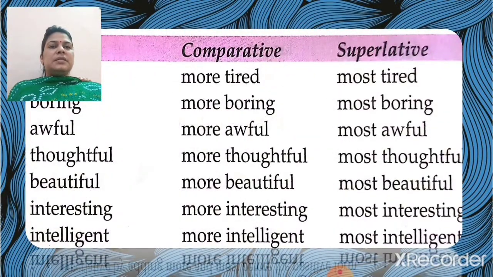Let us see this. Tired, more tired, most tired. Boring, more boring, most boring. Awful, more awful, most awful. Thoughtful, more thoughtful, most thoughtful. She is beautiful, then Sita is more beautiful than her, then you can say that Shama is the most beautiful.